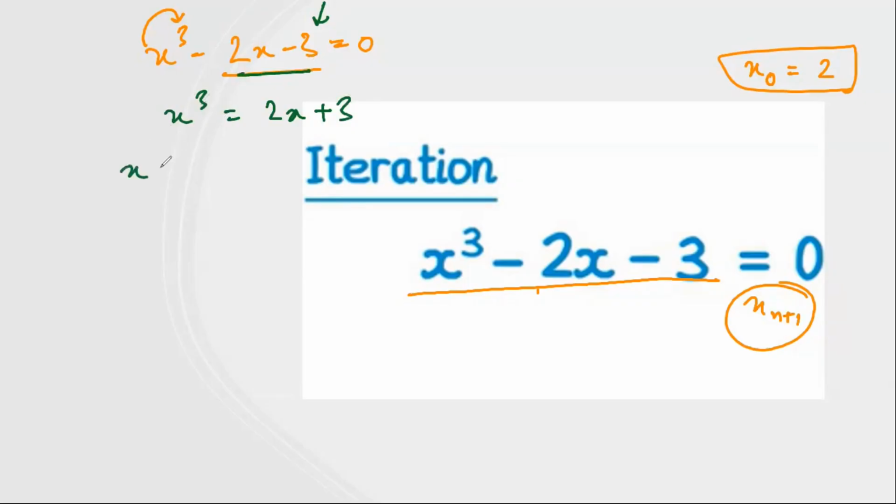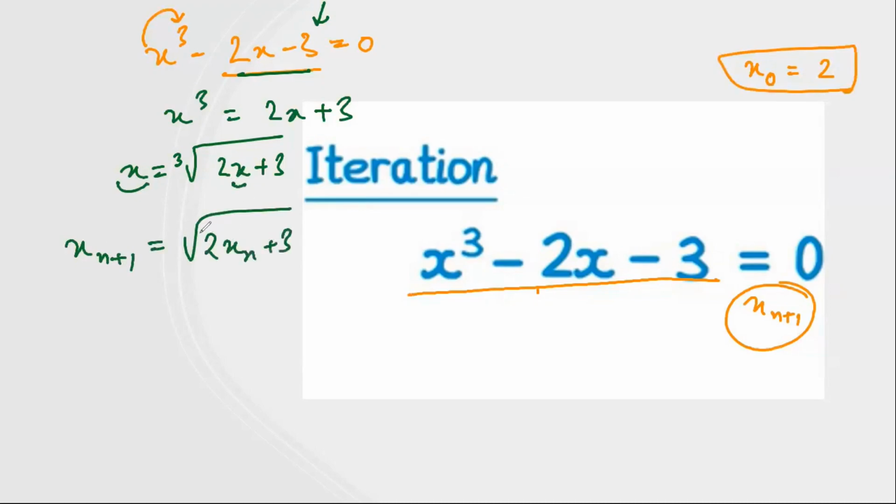Now this is a cube. When a cube changes its side, it becomes a cube root, right? Now what I will do here, I will put this x as x(n+1), and this x as xn, right? Now I will start doing the same thing.